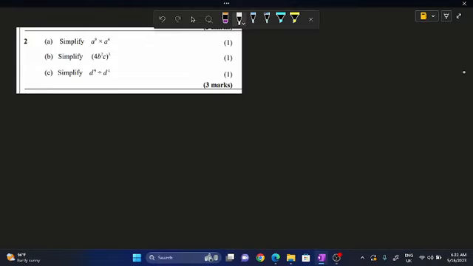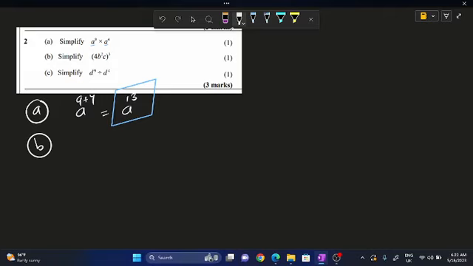Question number 2. A part is a raised to the power 9 times a raised to the power 4. You can see this is a, this is a. Bases are same. I can add the powers. So a raised to the power 9 plus 4. That can be written as a raised to the power 13. That is the answer for A part.